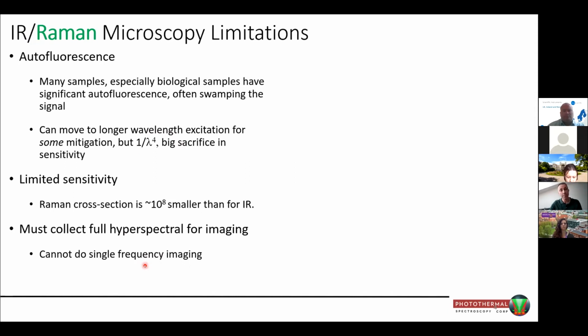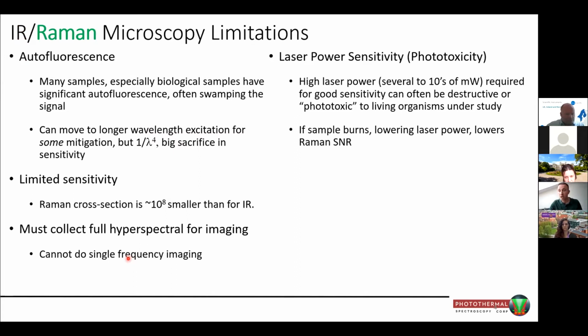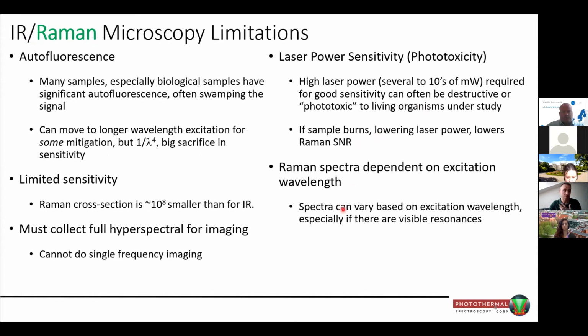When you're doing imaging in Raman, you always have to collect hyperspectrally. So it's point-by-point mapping, and you can't do single frequency imaging, which is something I'll get to in a minute. For anyone doing live cell work, phototoxicity can be an issue. Often many milliwatts, many tens of milliwatts even, of laser power needs to be used to overcome the sensitivity issues, but that can be quite toxic to living samples. Raman spectra can also be dependent on the excitation wavelength, especially if you start hitting some resonances. So there are a number of issues there as well.